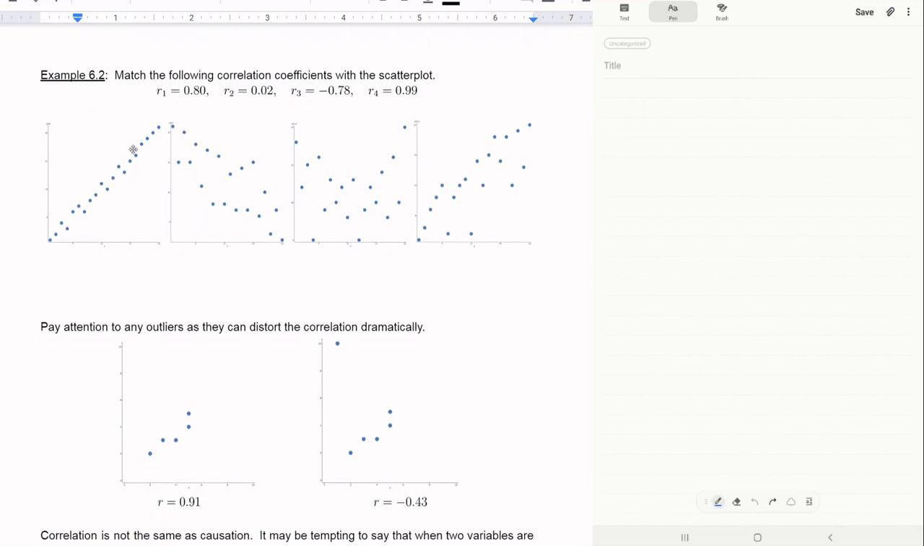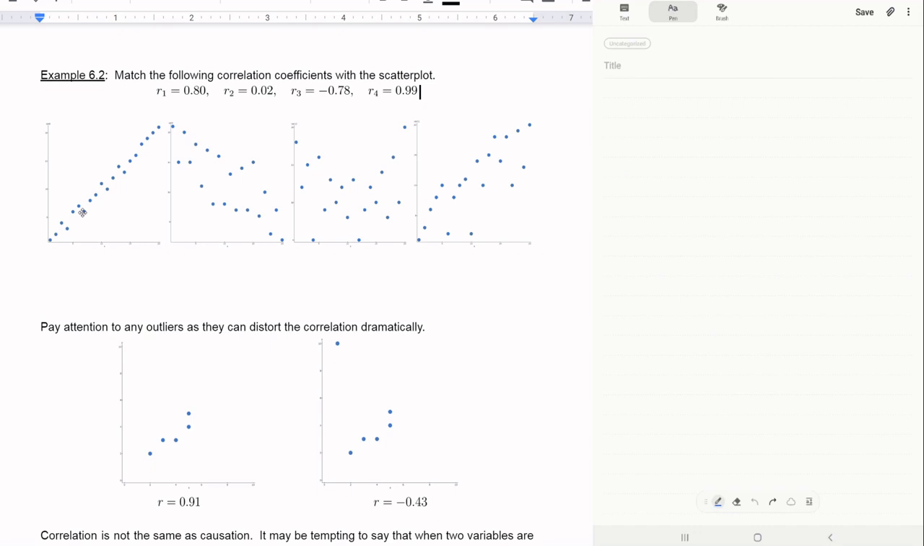So here we have 4 different scatter plots, and these are the given correlation coefficients. Based on the correlation properties, let's match the correlation coefficient with each of these scatter plots. If we look at the left scatter plot here, let's determine which of these 4 correlation coefficients will best fit this scatter plot. If we notice the relationship between the points, we have a positive association.